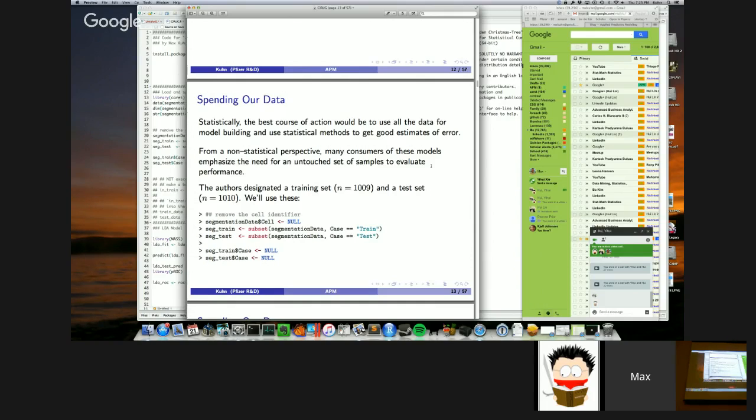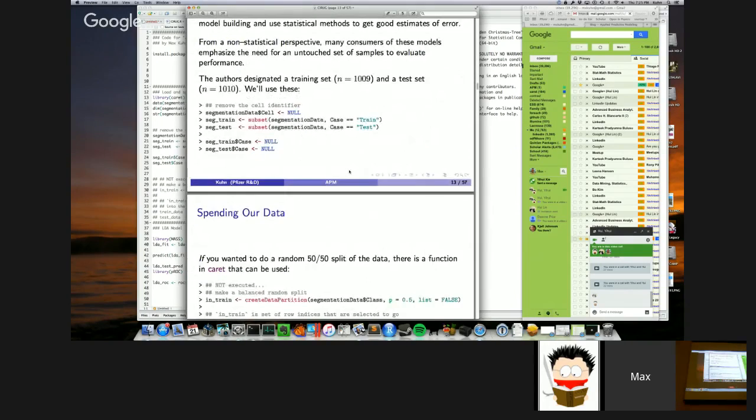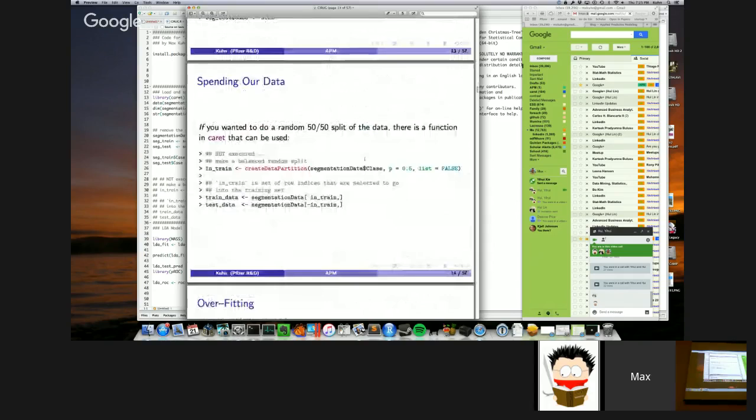Now, let's say you didn't want to do a 50-50 split, or let's say you want to do a 50-50 split and didn't want to use what the authors use. How would you do that? So the caret package has a function called createDataPartition, and what that'll do is it'll take a stratified random sample of your data based on some factor.